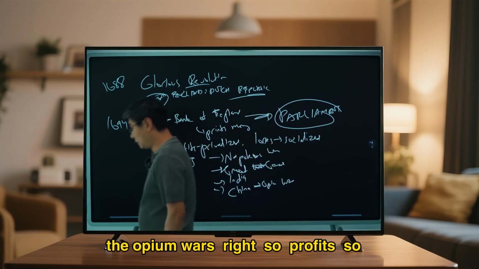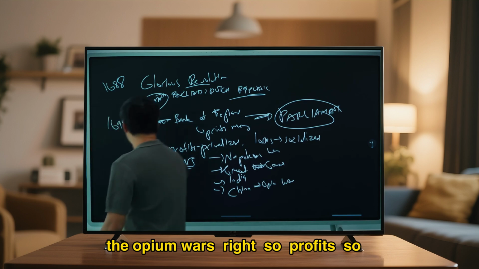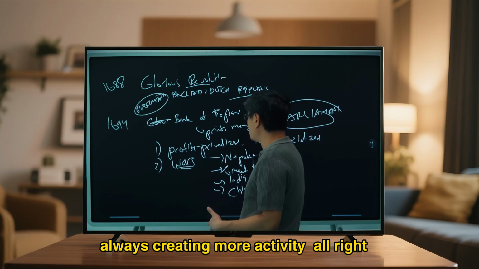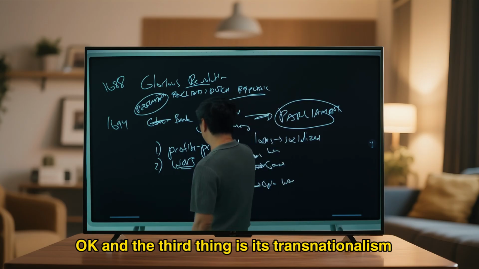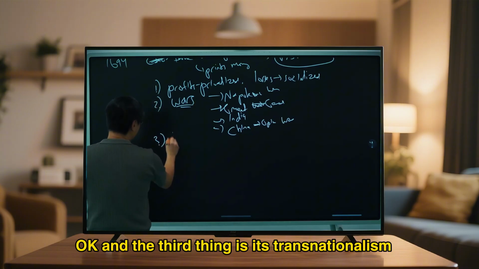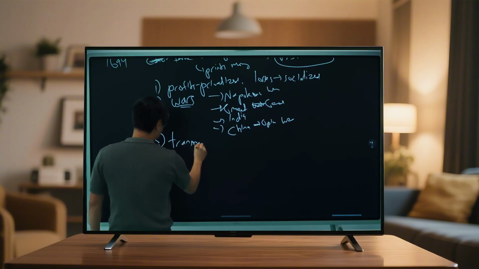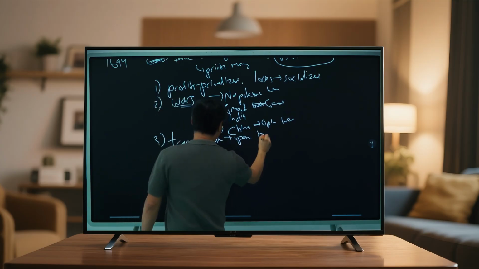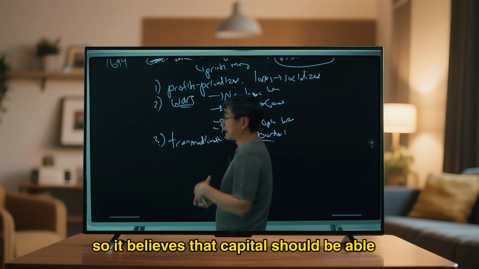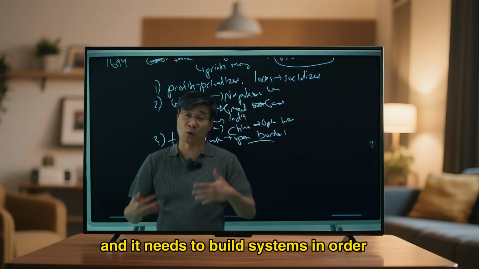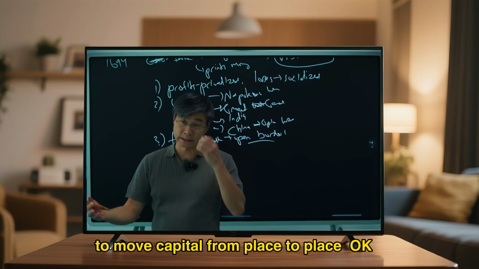All right, so the second characteristic is that you're always creating more activity, all right? And the third thing is it's transnationalism, okay? Open borders. So it believes that capital should be able to move around from place to place. It needs to build systems in order to move capital from place to place, okay?